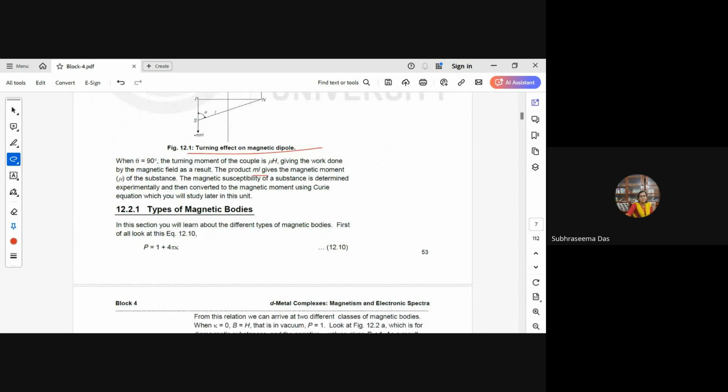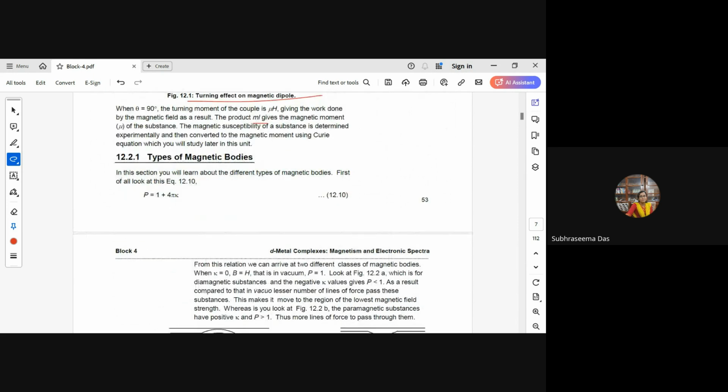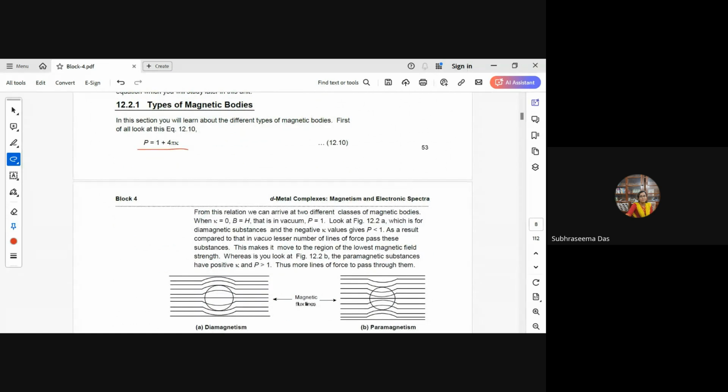Then, coming to the different types of magnetic bodies, here we will look into the types of magnetic bodies. Before going to that, we'll first consider equation 12.10, that is mu is equal to 1 plus 4 pi kappa. From this equation, two classes of magnetic bodies are derived. In the first case, when kappa is equal to 0 and B is equal to H, that is in vacuum, mu is equal to 1.